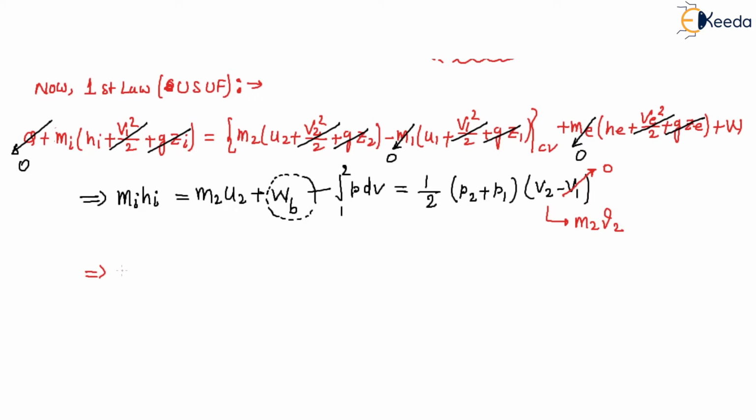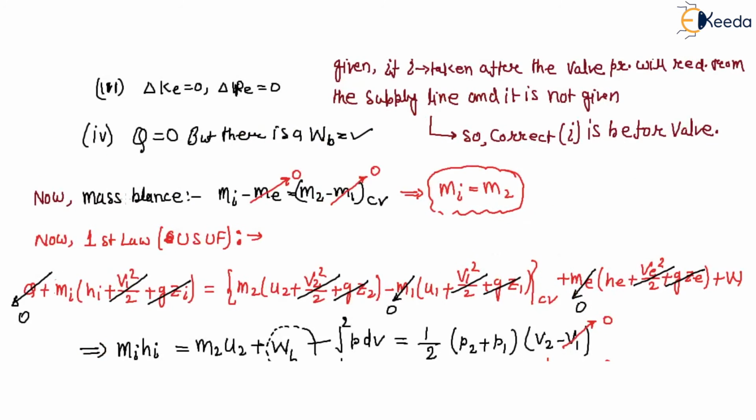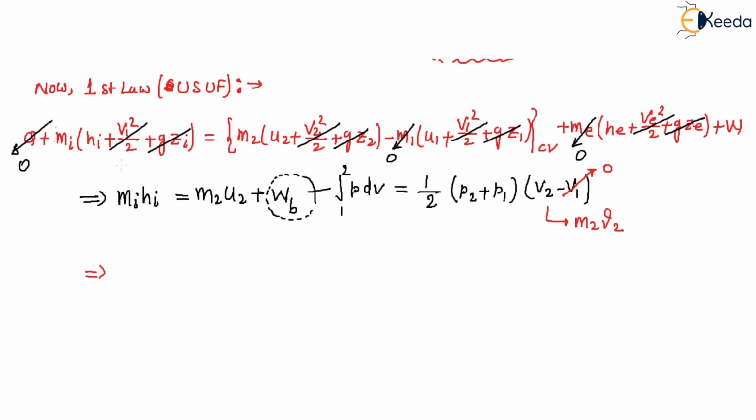Now what is Mi? Mass balance. What is Mi? Mi is same as M2, so M2 into Hi is equal to M2 into U2 plus half. What is the P2, final pressure? What is the initial pressure of the tank? It is atmospheric, P0, M2 into specific volume, right?